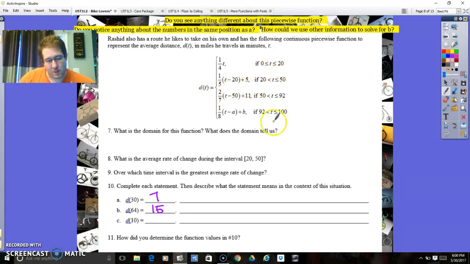D of 10, well, which function do I need to use? I'm sorry, which piece of the function do I need to use? And that would be the first piece, because 10 is between 0 and 20. And 1/4 of 10, let's see, 10 divided by 4, that's going to be what, 2.5? Sure is. So after 10 minutes, they've only traveled 2.5 miles. All right, there's your answer there.